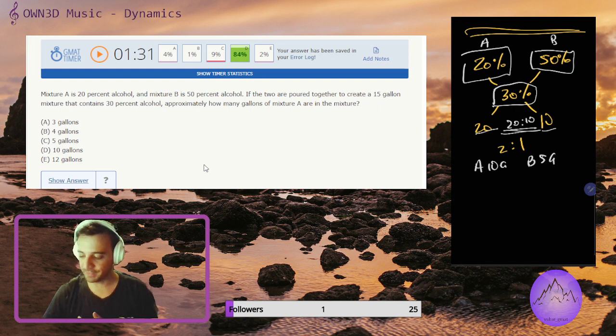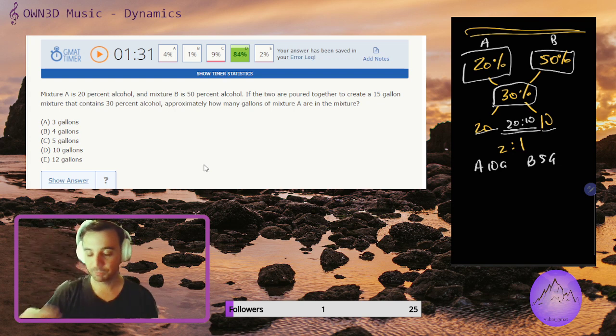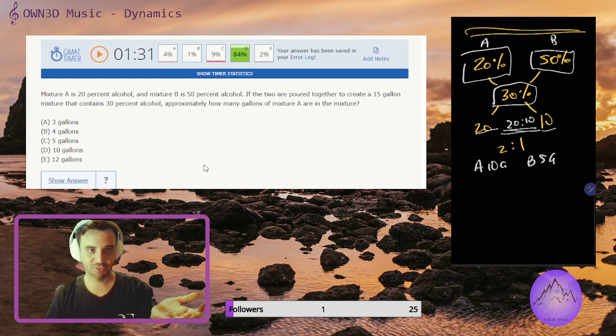So I didn't write that down. I just wrote 2 to 1, basically saying what I just said, A is double B, I should say. And then we know from the question that there's 15 gallons in total. So if A is double B, then that splits up into 3 parts, 5, 5, 5. And we know A has to have 2 of those parts, so 10.